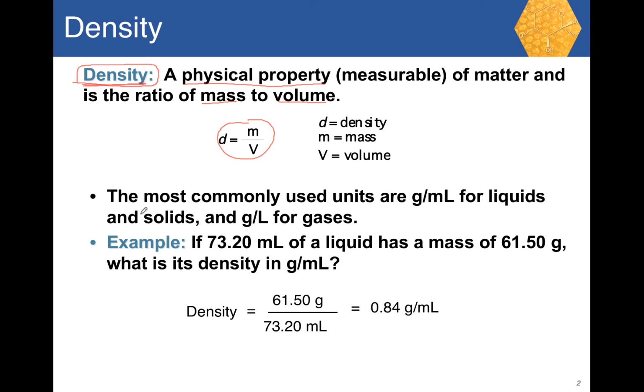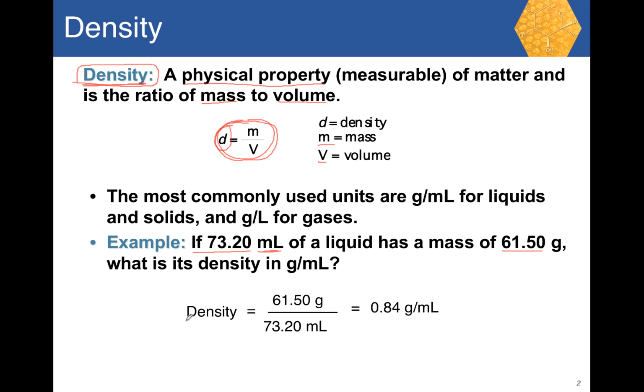So let us apply this concept here, or this definition, to determining the density of a substance. And the example is given here. If 73.2 milliliters, notice milliliters here, that's a unit of volume, of a liquid has a mass of 61.5 grams. That's a unit of mass. So here we have the mass and the volume. So all we need is to calculate the density.